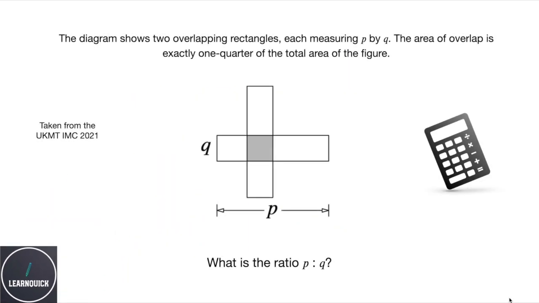The diagram shows two overlapping rectangles, each measuring p by q. The area of the overlap is exactly 1/4 of the total area of the figure. And here we have the diagram. So the question is, what is the ratio of p to q?